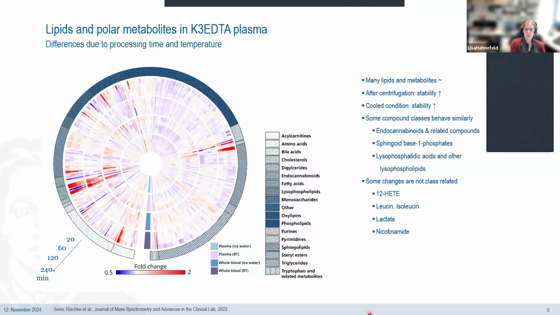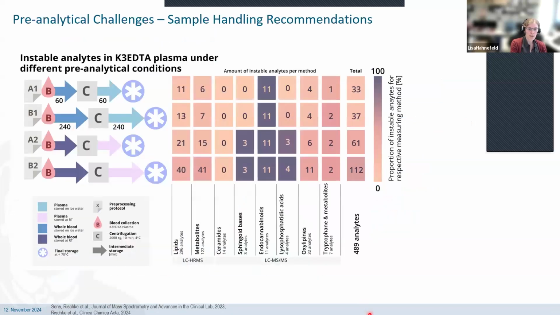So what do we do now, if we can't get those best practice results and those really fast sample processing? Because I think it's then quite difficult to assess which compounds are stable and which are not. So to maybe make this a little bit easier, we tried to define different pre-analytical protocols which could be used in different clinical settings.